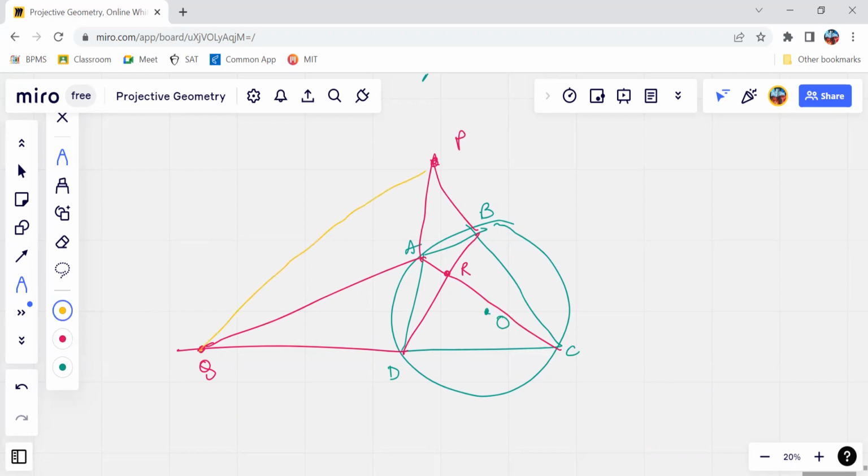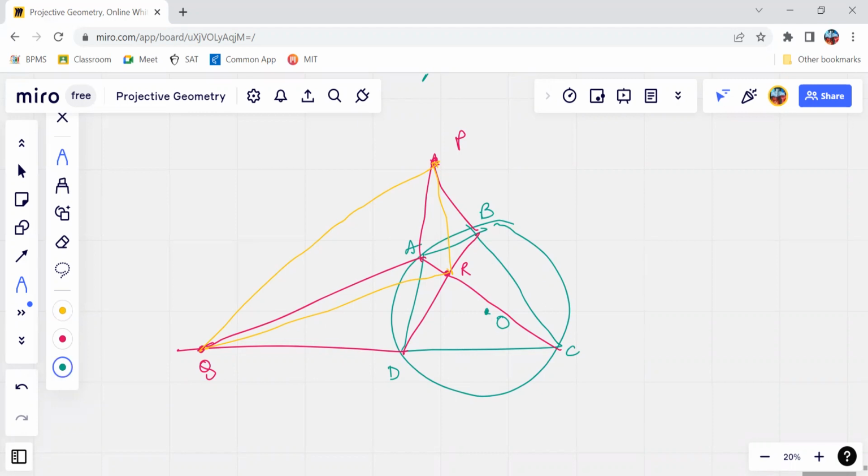So the claim is that this triangle PQR is what we call self-polar. This means that the polar of Q is PR, the polar of R is PQ, and the polar of P is QR. So essentially, the polar of every vertex is the side opposite to it, and every side's pole is the vertex opposite to it. So it's some nice sort of symmetry.